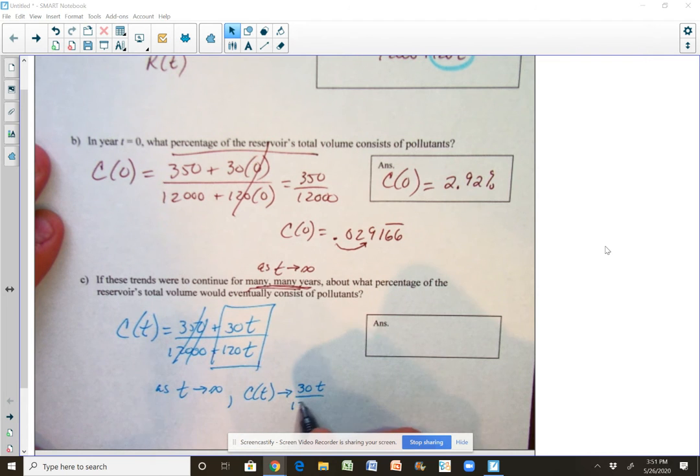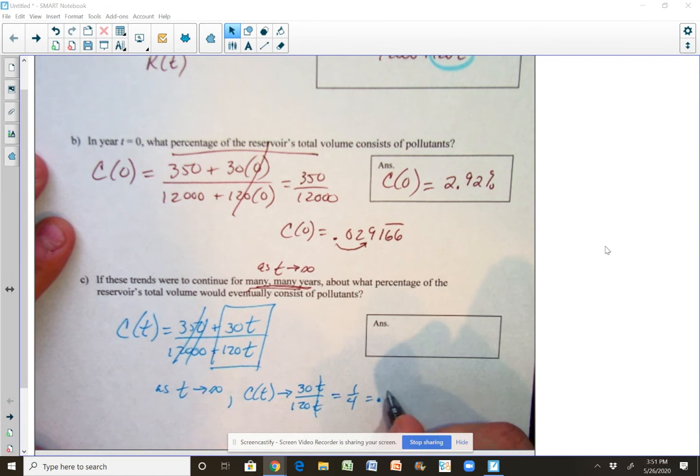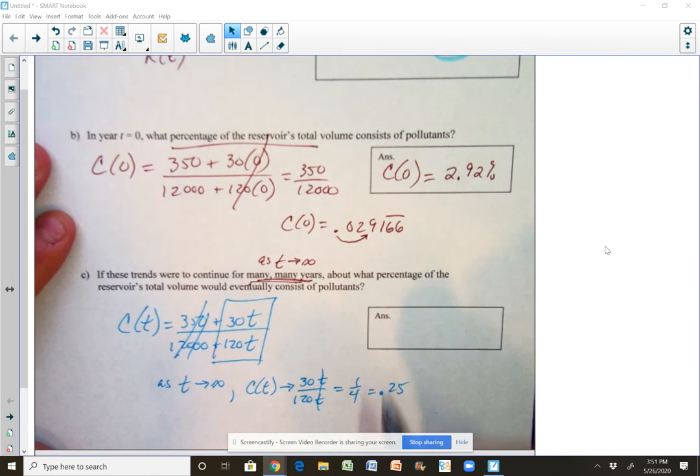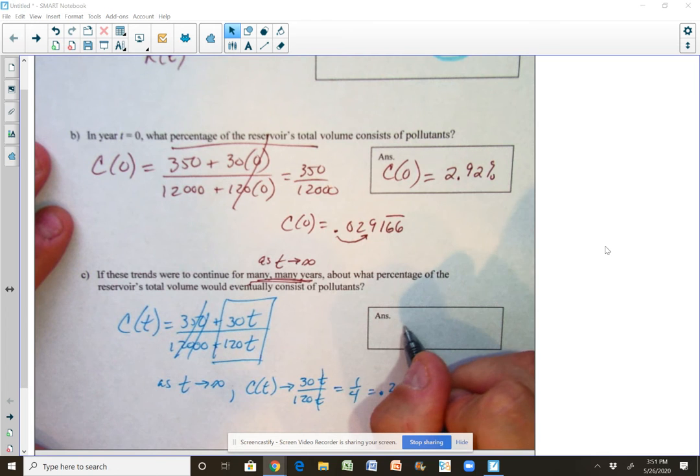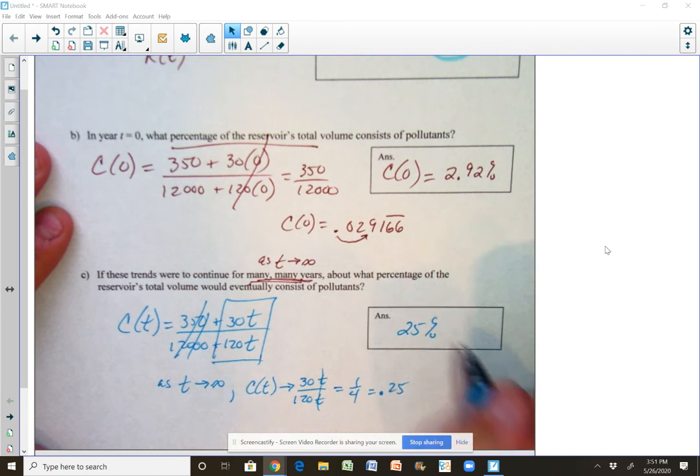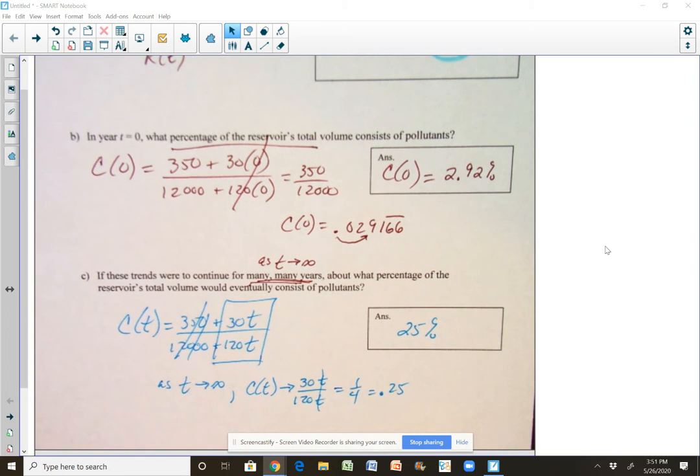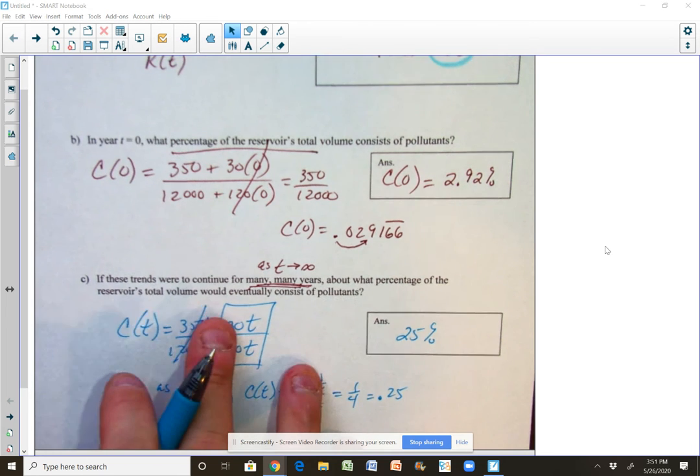30t over 120t. And the t's are going to cancel. So this is about 1/4. So that's equal to 0.25. And so what that means is as time goes on, this is going to approach about 25% pollution level. And it should level off there, won't really rise above it. All right. Okay, next question.